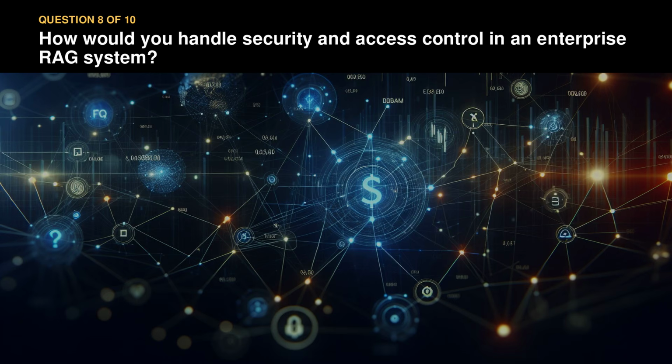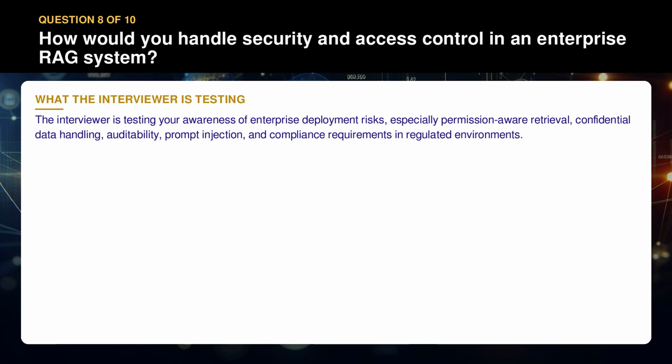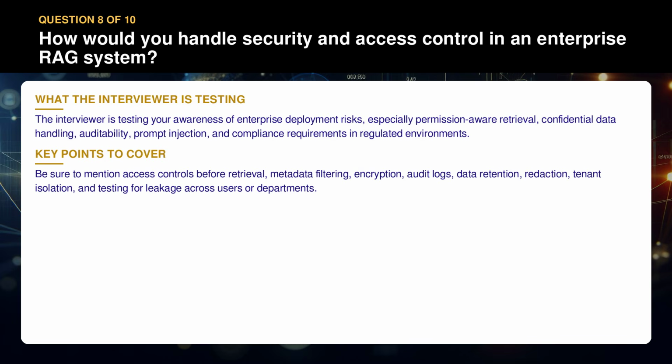Question 8. How would you handle security and access control in an enterprise RAG system? The interviewer is testing your awareness of enterprise deployment risks, especially permission-aware retrieval, confidential data handling, auditability, prompt injection, and compliance requirements in regulated environments. Be sure to mention access controls before retrieval, metadata filtering, encryption, audit logs, data retention, redaction, tenant isolation, and testing for leakage across users or departments.